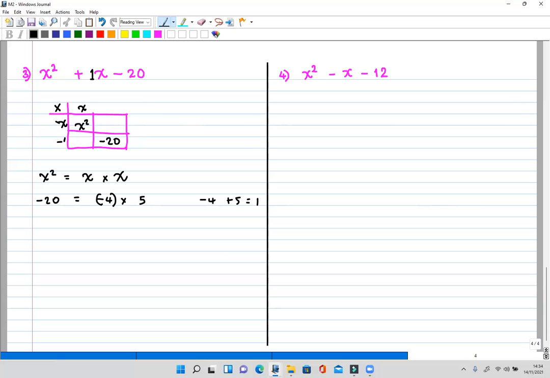So we write here -4, and here we write 5, so that our answer, x squared plus x minus 20, will be x minus 4 into x plus 5. Okay, I believe that is fine.